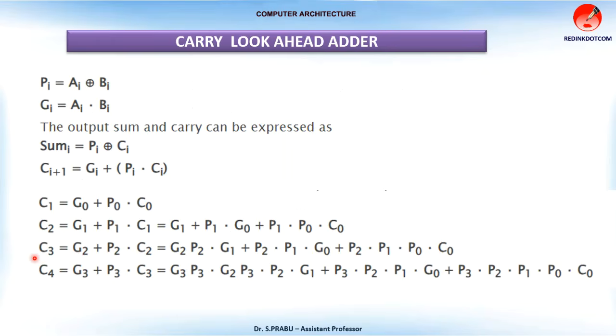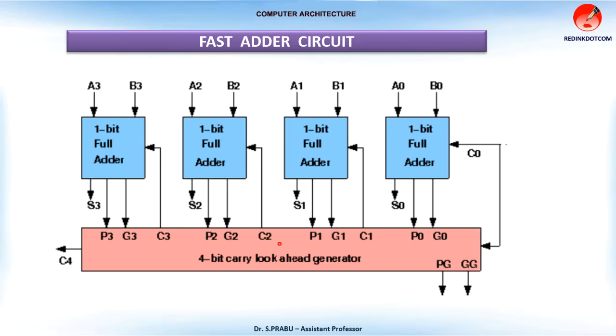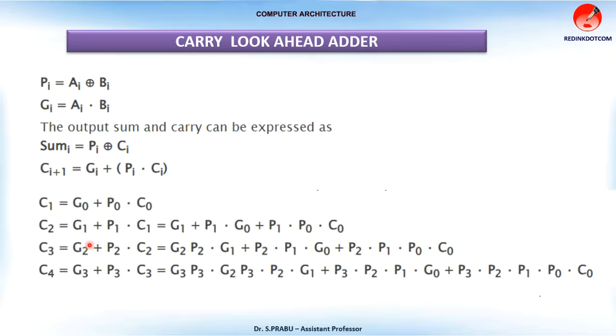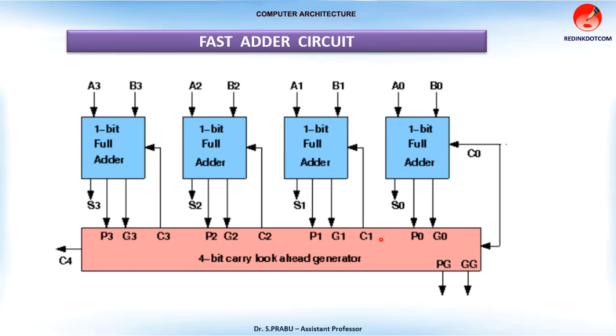In the same way, C3 can be generated by means of a combination of P and G as well as C0. This C3 does not depend on C2. Here there is no C2 and C1, only C0 is there. So after generating these values and C0, C3 can be generated. In the same way, C2 and C1 can be generated.